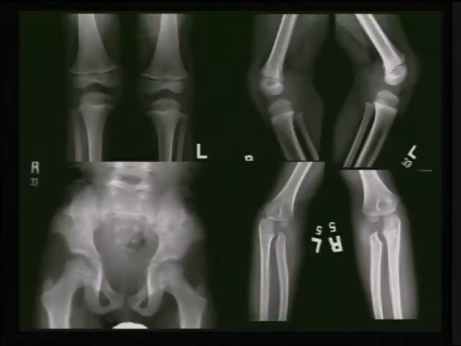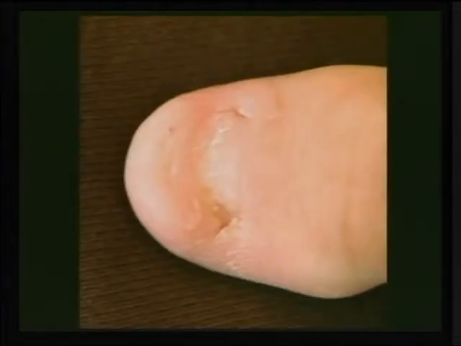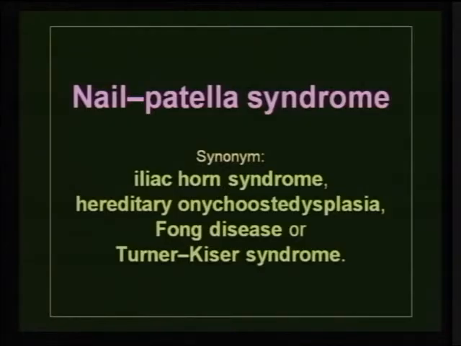If we have an absent patella in adulthood, we know that by about 5 years we should have a patella. But if we don't have a patella, and if you look at the iliac bone, there is a horn-like exostosis coming out from the iliac bones, and there is hypoplasia of the head of the radius, and this is associated clinically with dysplasia of the nails, and this is very specific for nail-patella syndrome, or Fong disease.